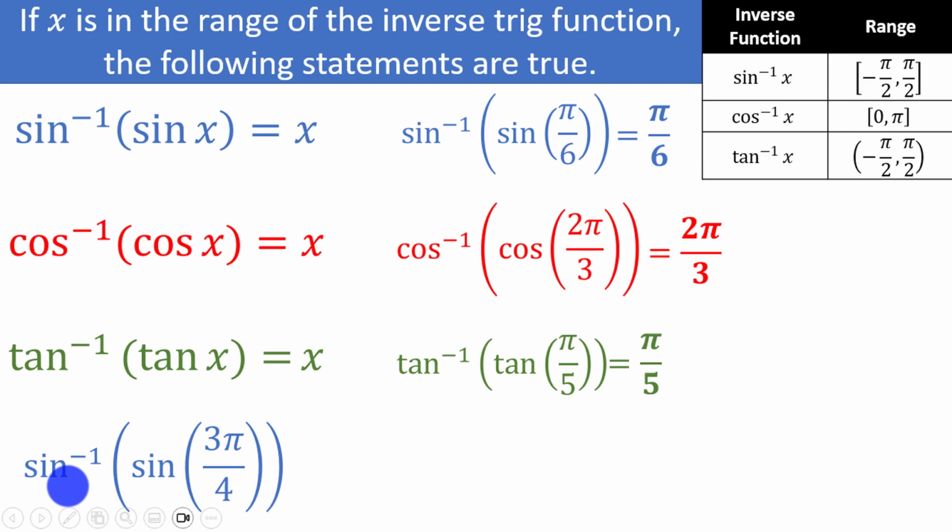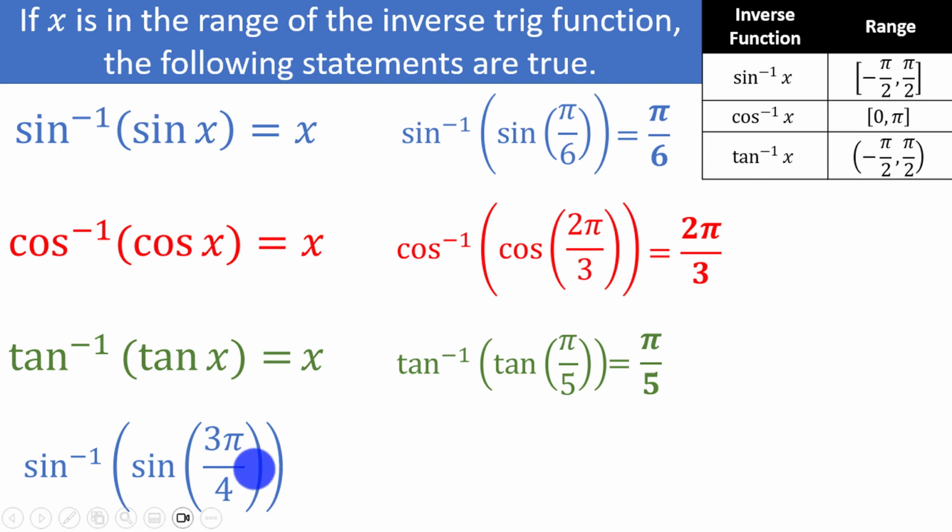So for example, let's say we have the inverse sine of sine of 3 pi over 4. Okay, so if we check out the range of inverse sine, 3 pi over 4 falls outside of that. Negative pi over 2 to pi over 2, that's quadrants 4 and 1. 3 pi over 4 is in quadrant 2. Okay, we're going to have to kind of brute force this and evaluate this directly.